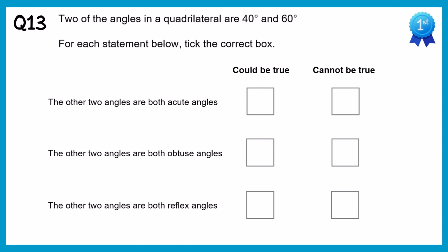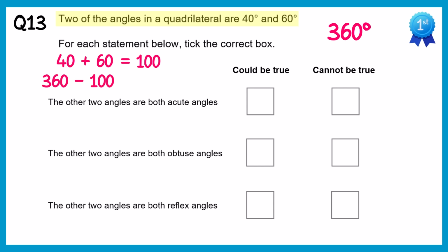In this question, we're told about two of the angles in a quadrilateral. They are 40 degrees and 60 degrees. You should know that a quadrilateral has a total of 360 degrees. So let's add together the two angles we have, 40 and 60, which gives a total of 100. If we then subtract this 100 from 360, we get 260. So there are two more angles we don't know about, but their total must be 260 degrees.